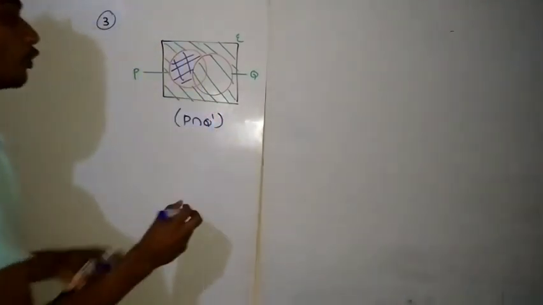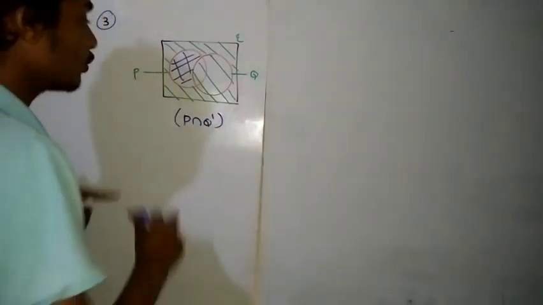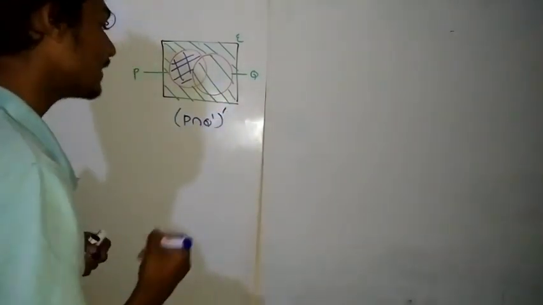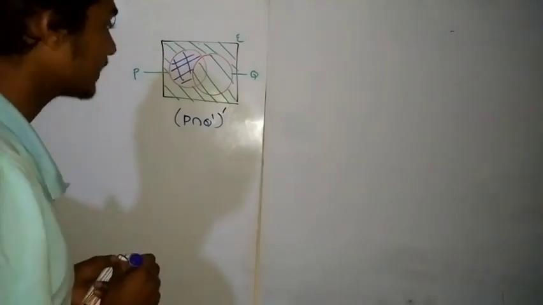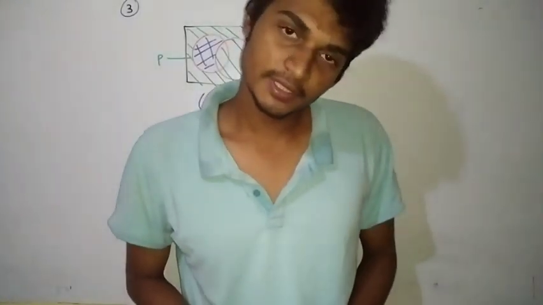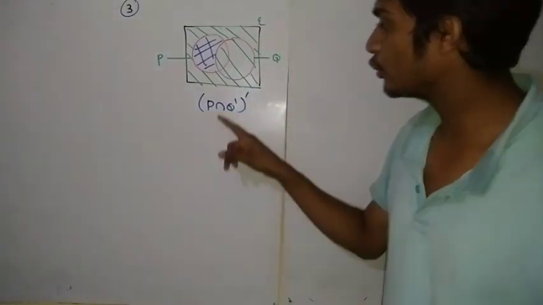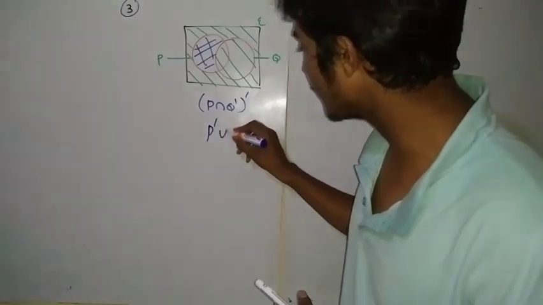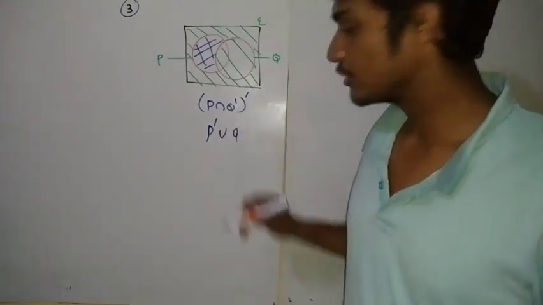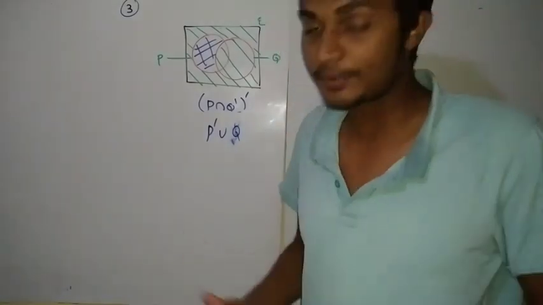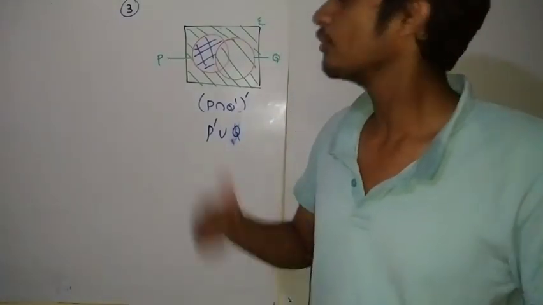P and not Q. We need everything outside of that, so you are going to get P and Q complement. So this is the set notation for the third problem. But there is another way of representing this as well. You can write this as P complement union Q. This is another representation using set notation for this problem.